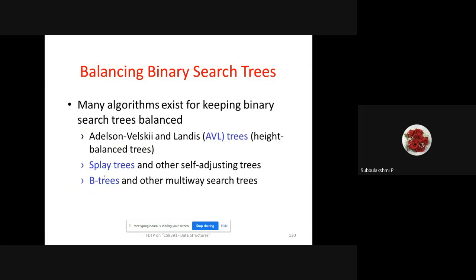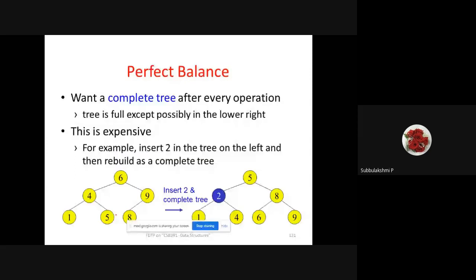Okay, so the height will be balanced. Here the most focus is on height balance, or else splay trees and B trees were there. All these are for balancing the binary tree. These three come up: first one is AVL, next is splay and B. So, coming to the perfect balanced tree.